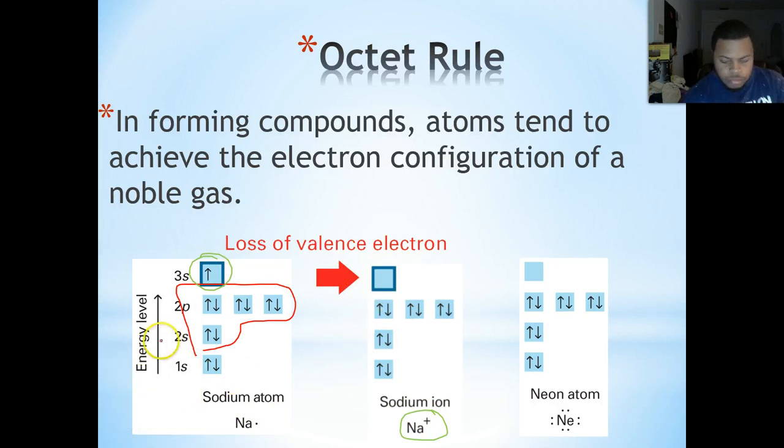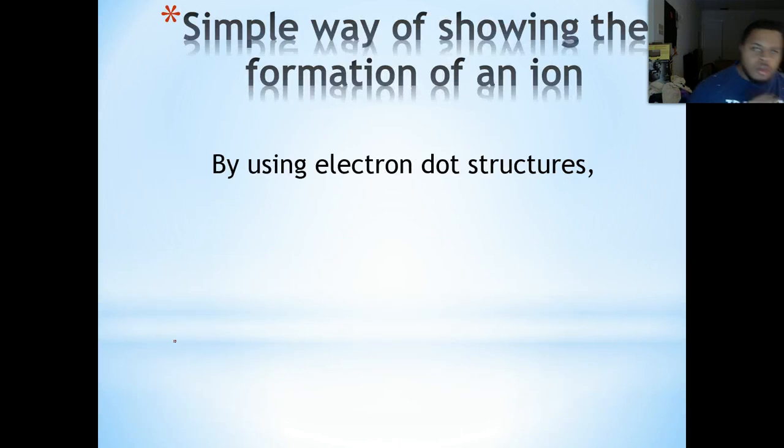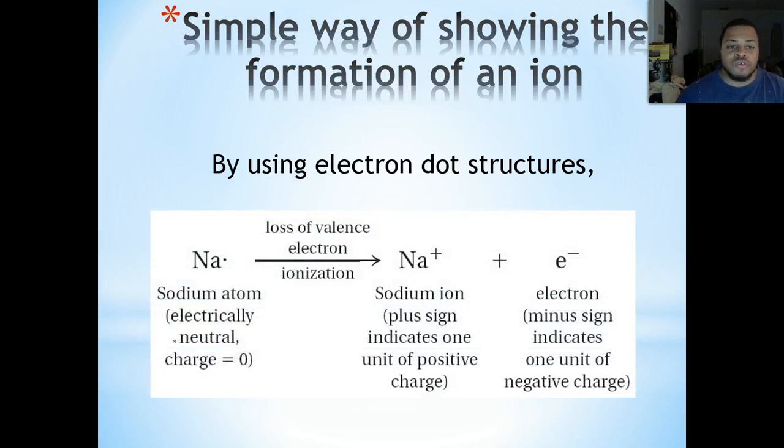Now, a simple way that we use to show that an ion's been formed is we use electron dot structures or Lewis structures like we talked about before. So, I have my sodium atom. It's neutral, it has no charge, and when it loses its electron, it's going to now be positive. So we have Na plus, showing that it lost the electron, and this is the electron that it lost. This is what we'll usually use as we get ready to move in towards ionic compounds, but we'll keep with this one for just a moment.